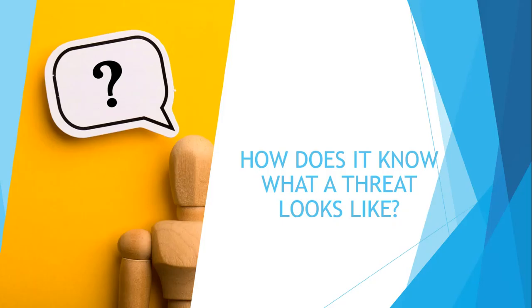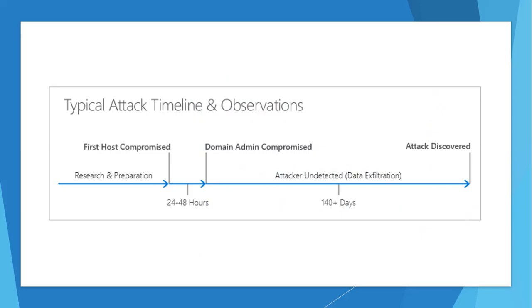So how do we know what a threat looks like? We'll be looking at the typical attack timeline, how an attack happens. The first step is the first host compromise, which has to do with research and preparation. The hacker researches which organization they want to attack and how they want to gain access into the system or into the organization.